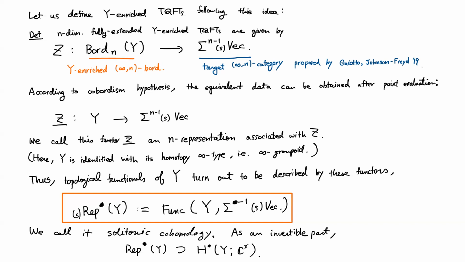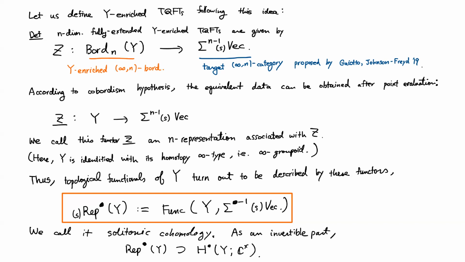And now the topological function of Y should be given by this data G bar. So basically, all possible topological functions should be described by the set of functors from Y to the Calovi completion of the vector category, and we denote it a representation of Y. This representation of Y is very similar to a kind of cohomology, while it is no longer abelian or having a ring-like structure, but it is a certain type of extended version of cohomology, so we call it solitonic cohomology.